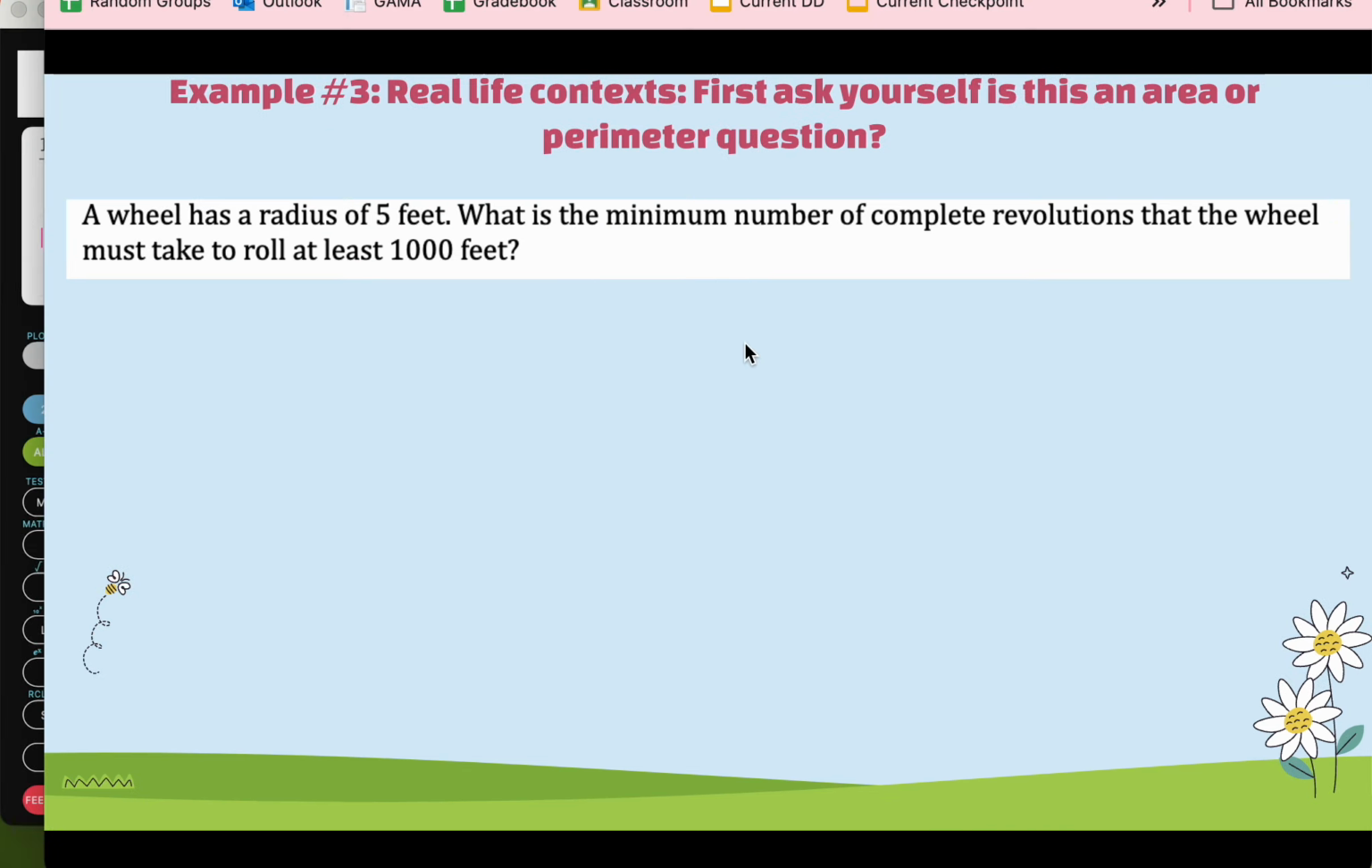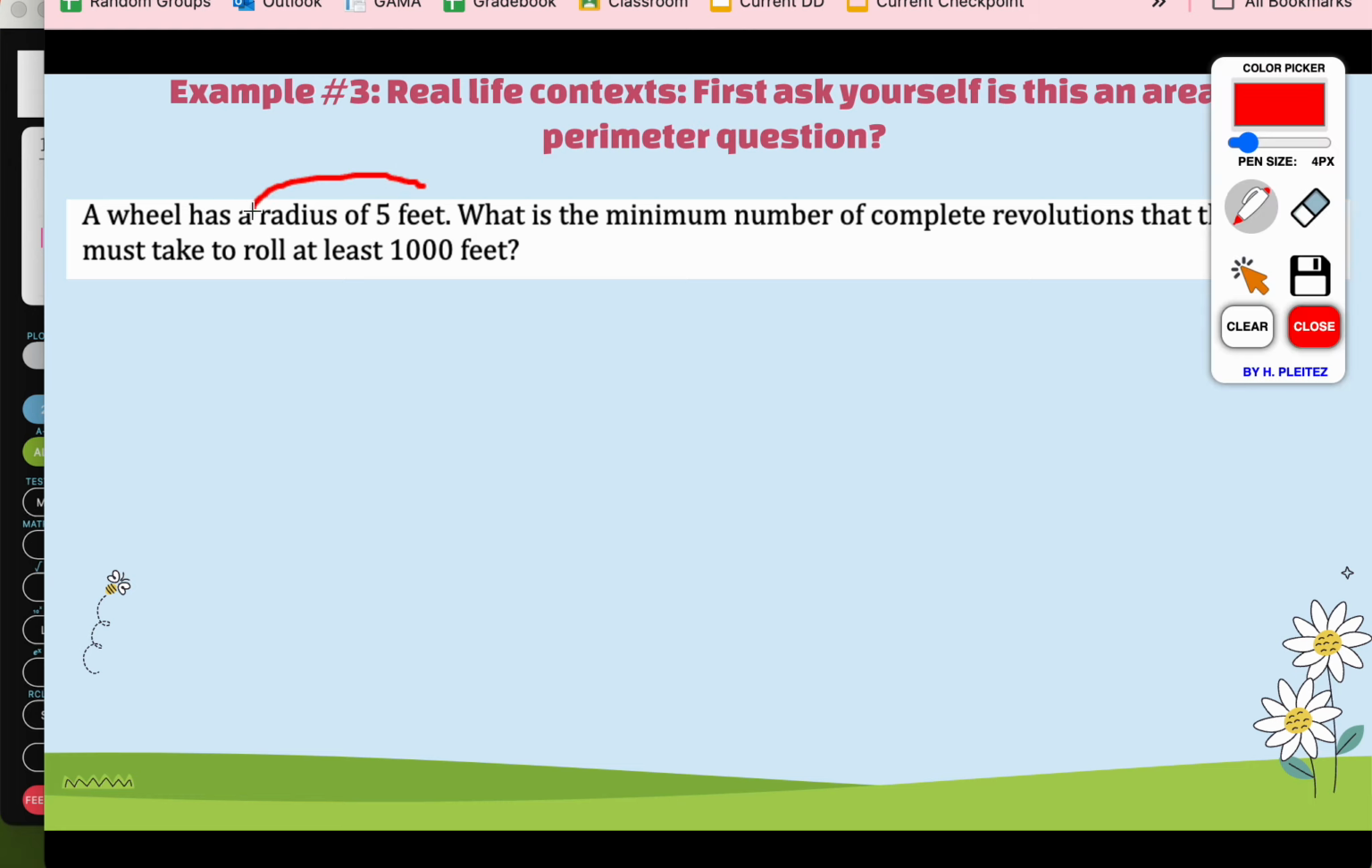All right, this is our third example where we are going to be using area and circumference in real life context, and the first thing you want to do with these is just ask yourself, is this an area question or is this a circumference/perimeter question? So we have a wheel with a radius of 5 feet, so we should be making our list here. We have r equals 5.